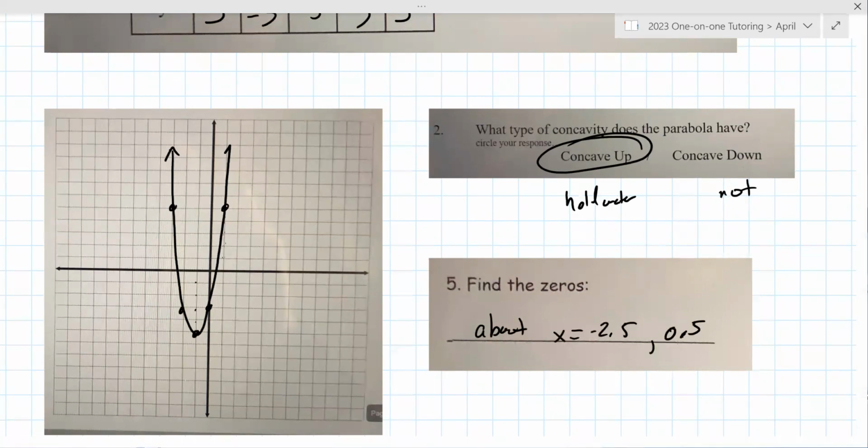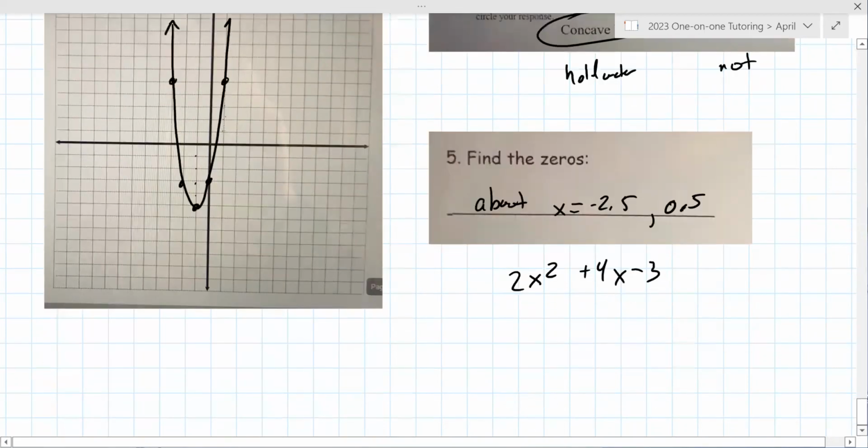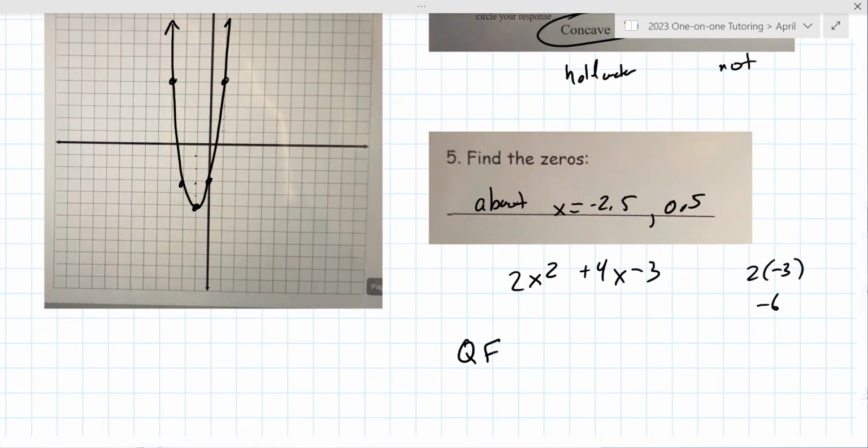So if you have to do it exactly, this is where it gets a little dicey. 2x squared plus 4x minus 3. If you take the 2 times the -3 and get -6, this one does not factor, which means you end up having to use the quadratic formula. So what I think you'll have to do here is ask your teacher if, hey, do I need to use the quadratic formula for this? Or, can we just estimate them? That's where I'm really not sure.